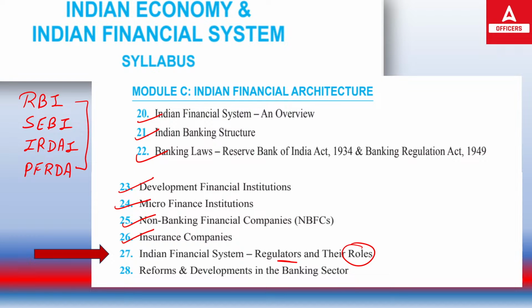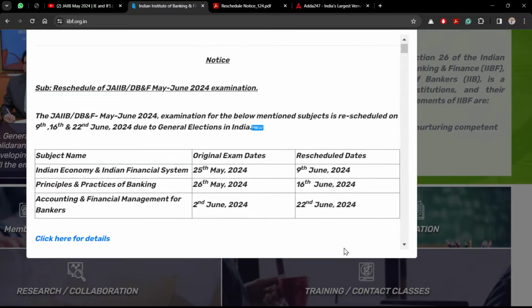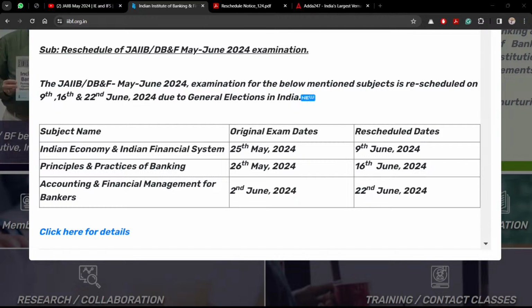So let's move forward, and before moving forward, I guess you all know this information has already spread by now, but still I would like to inform you all that the IIBF has updated the dates of your exam due to the election. Your first exam, paper 1, Indian Economy and Indian Financial System, was scheduled for 25th of May, but now it will be conducted on 9th of June. The second paper is PPB, Principles and Practices of Banking. It was going to be conducted on 26th of May, but now it will be conducted on 16th of June.